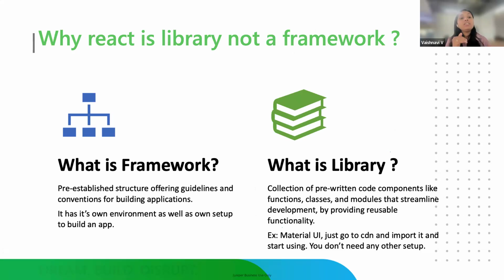You have to write the code in the pre-described way. We cannot interfere with that. They have their own guidelines and we have to follow that. That's what a framework is. Whereas a library is pre-written code, just small functions or classes or modules written over there, and we can just start using them.